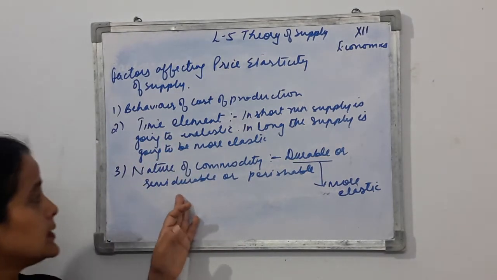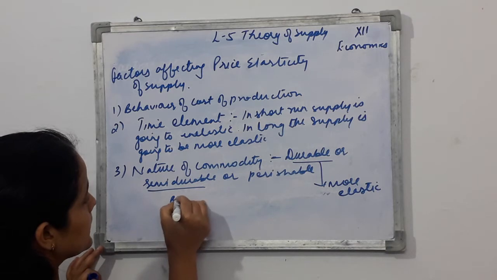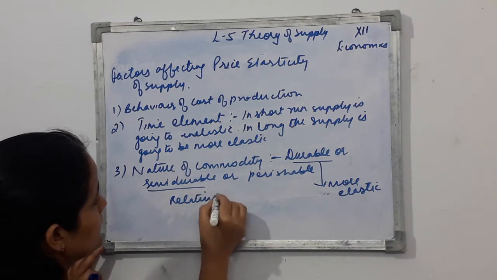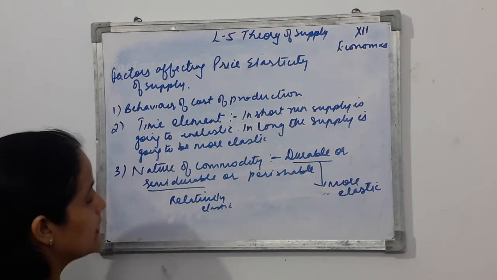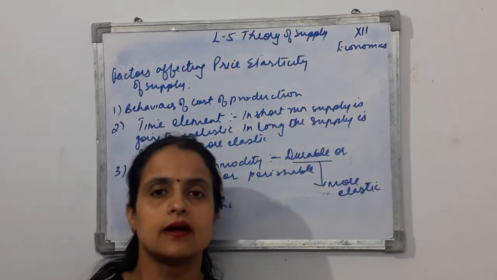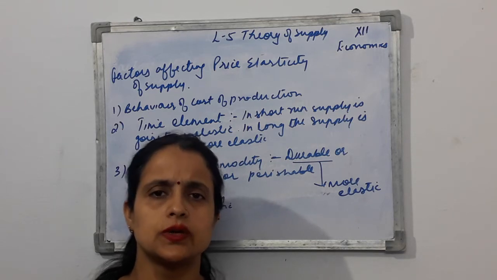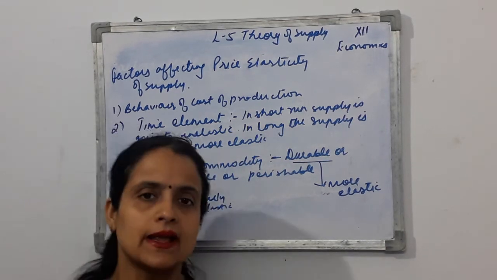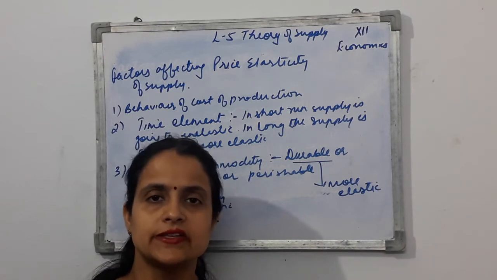As far as the semi-durable goods are concerned, they are relatively elastic. Relatively elastic, you can say, right? Why? Because these goods have a life of around 6 months to 1.5 year or 1 year or 2 years. So their supply is also not much affected by the change in price.